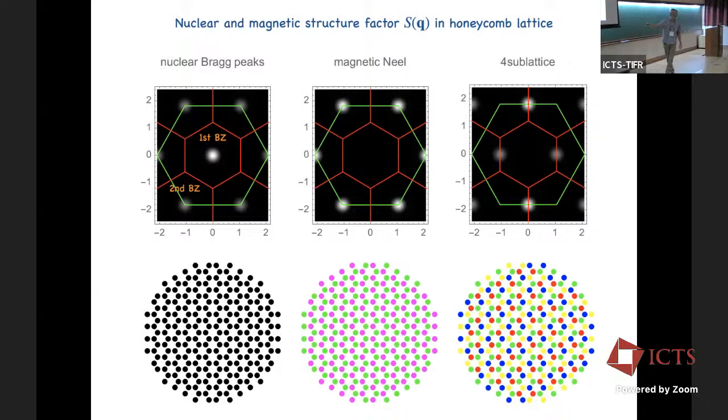These two weights won't be equal. But we have a weight at the gamma point, Q equals (0, 0). If we put in a magnetic Néel state, then we will have peaks only at these gamma prime points. There will be no peak at the center. And we can also have a four-sublattice order that is depicted here. In that case, the magnetic Bragg peaks would be at the center of the edge of this hexagon here.